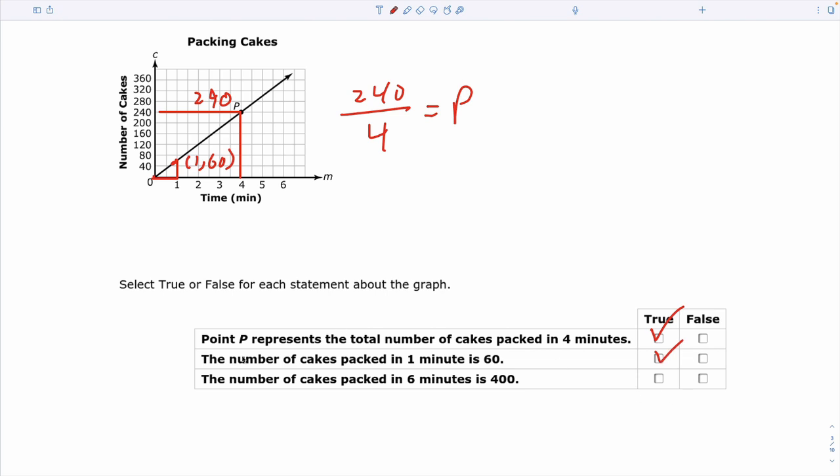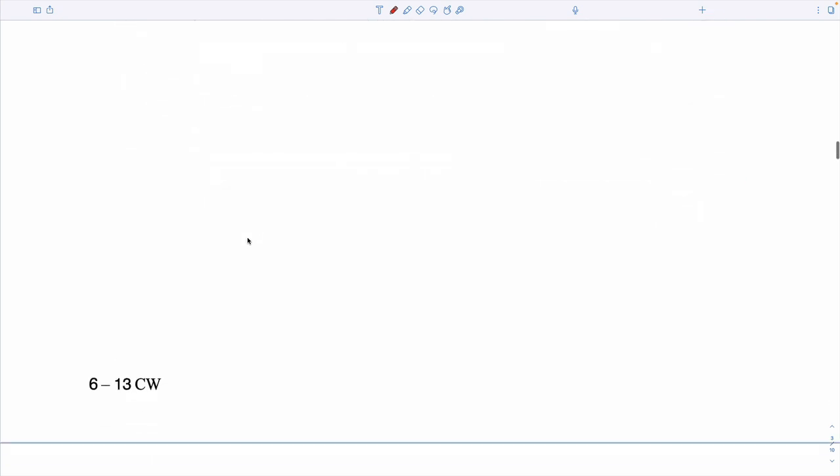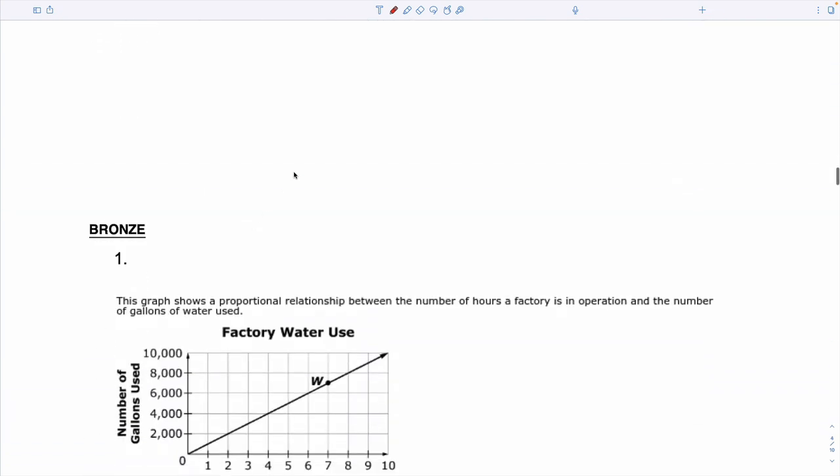Check that off. Last one, the number of cakes packed in 6 minutes is 400. Go over to 6. Go up. If this is at 400, this is also true. Is that y value 400? No, this is 360, so this is the only one that is false. 3 things that you're analyzing, draw a line to connect them. Next page.